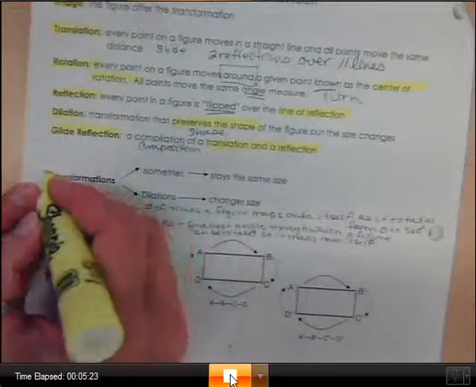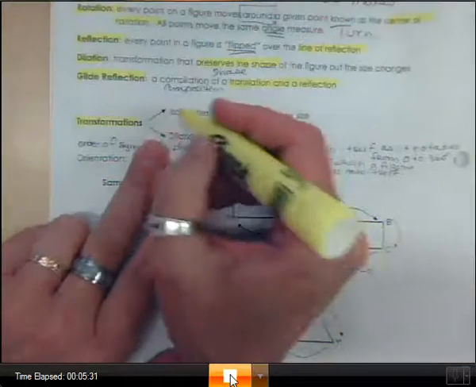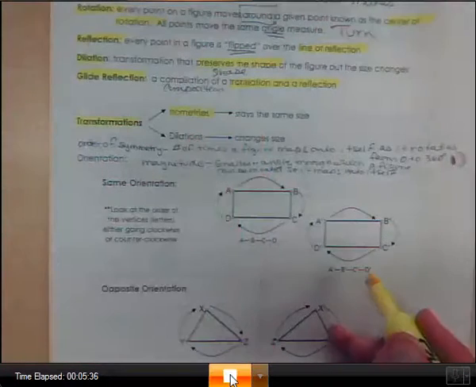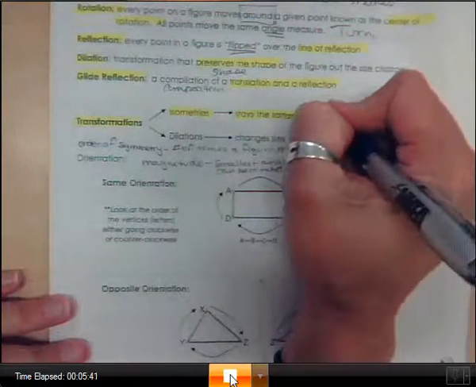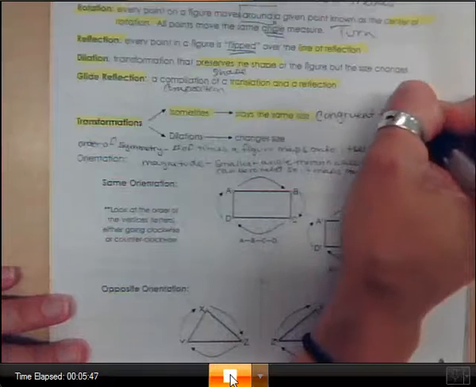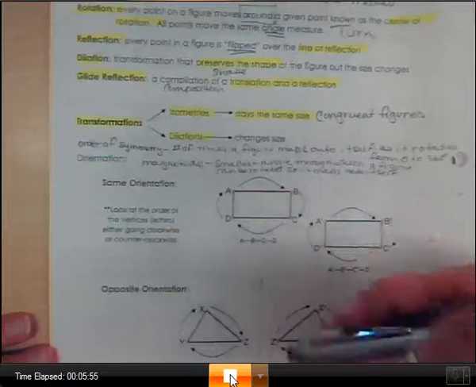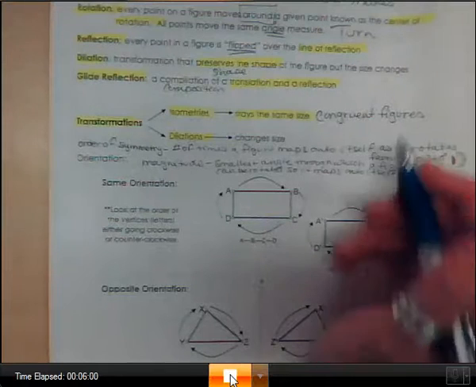So basically we have two different types of transformations. Two different ways that you can change things. You could change it, and what we call it is isometry, and that is basically a transformation where you stay the same size. We would talk about this as congruent figures. A dilation changes size. So what would we talk about there? They're not congruent, but the shape is the same, so that would be similar figures.